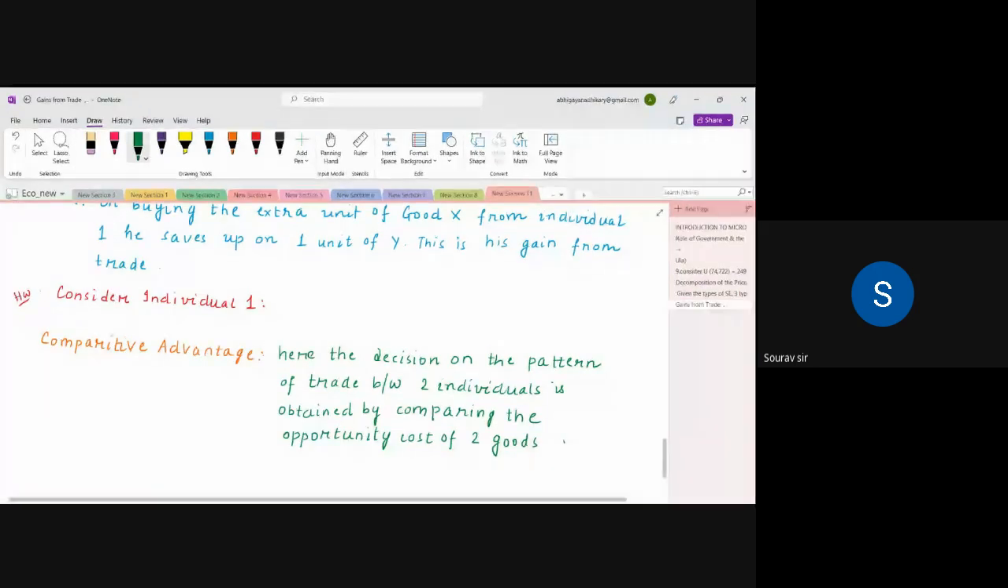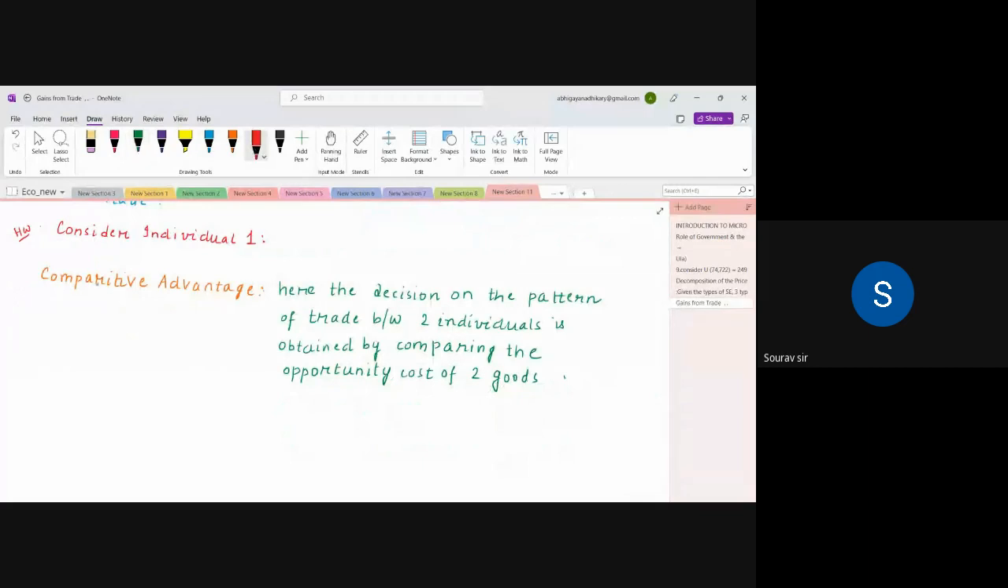Okay, we are comparing the opportunity cost and trying to see which one is cheaper for any of the individuals, and on the basis of that we are deciding which individual should buy what and which individual should sell what. And another pattern of trade that we will talk about in the next class, just keep the term handy, is what we call the absolute advantage. So the idea of absolute advantage is that, let me just write it out, we'll explain in the next class.